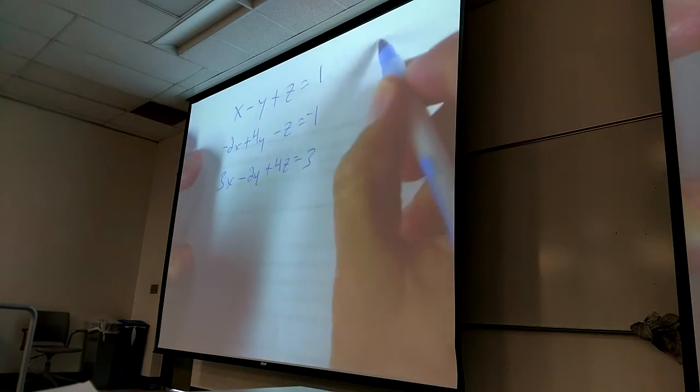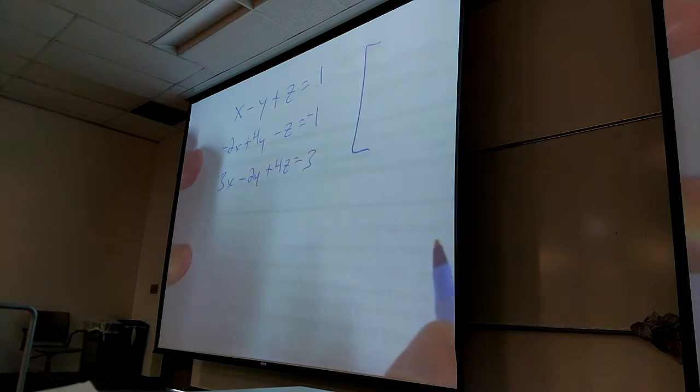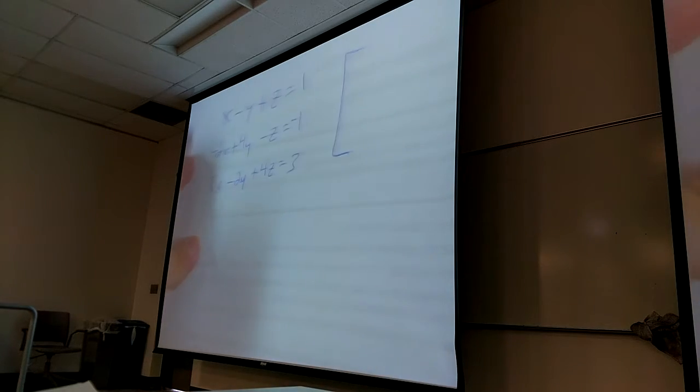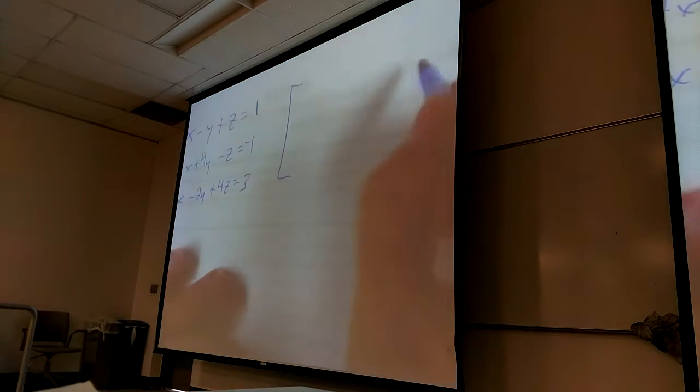How does this look? Don't say anything out loud. If you weren't here last time, you might have no clue, but just accept this. Write down what this looks like in a matrix. Some of you guys might have already done that. What does it look like in a matrix?